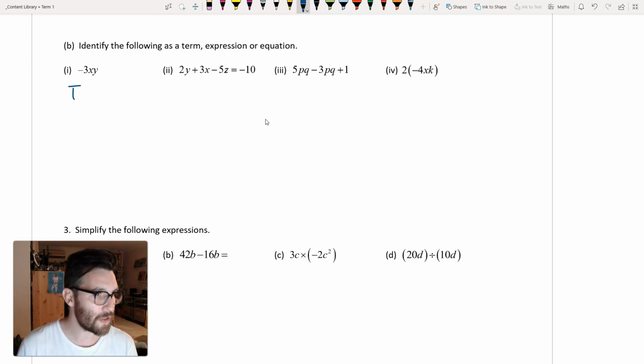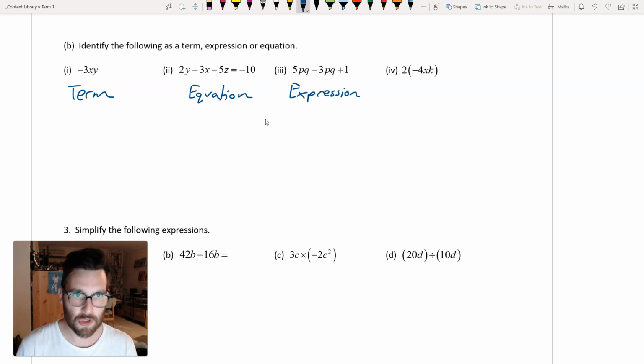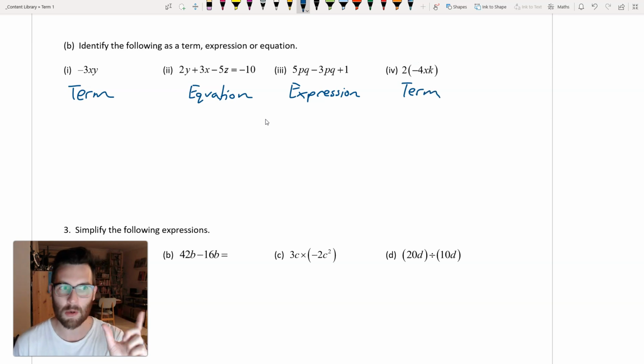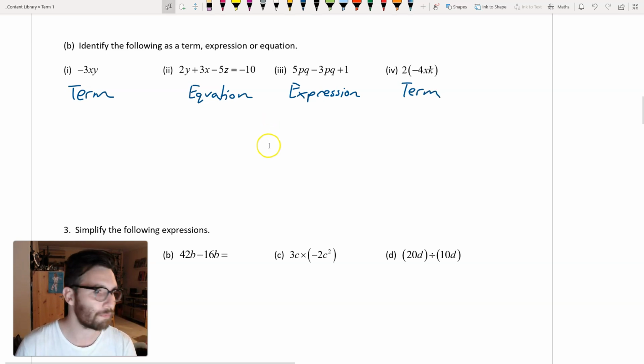We've got a coefficient and two variables, so that's a term. The next one's got an equal sign. That's a dead giveaway that it's an equation. The next one, we've got a combination of three different terms, but there's no equal sign, so that is an expression. And the last one, we've got 2 multiplied by -4xk, so that is another example of a term, because that's just one thing on its own. It's like one building block, if you will.